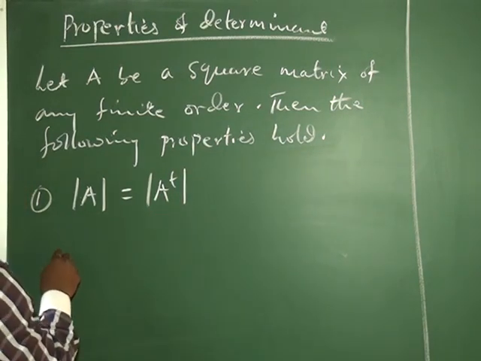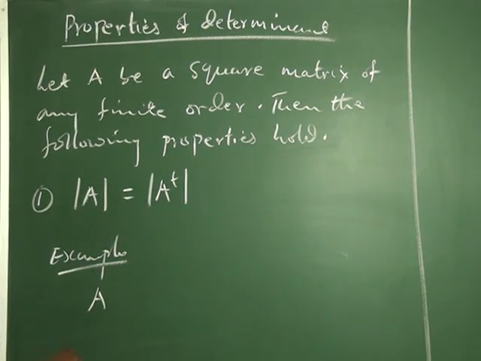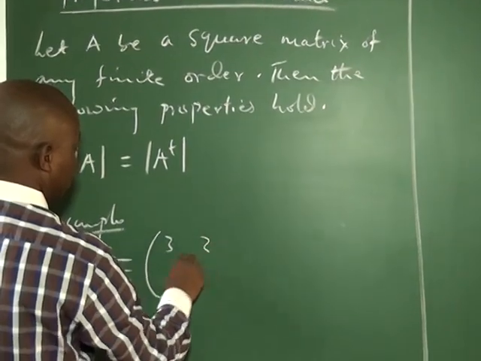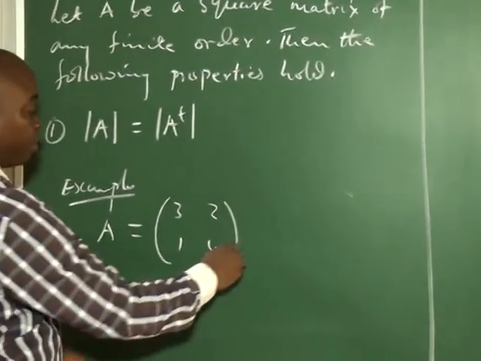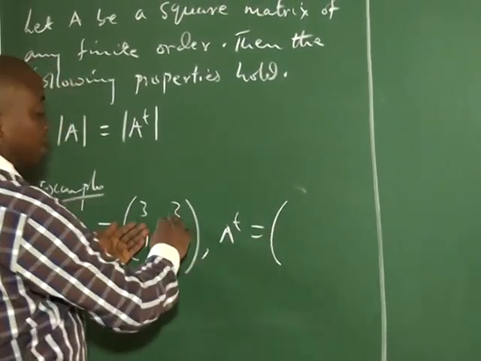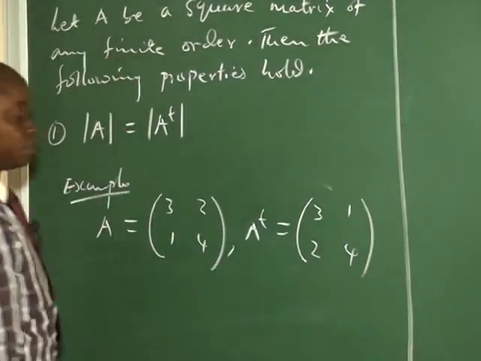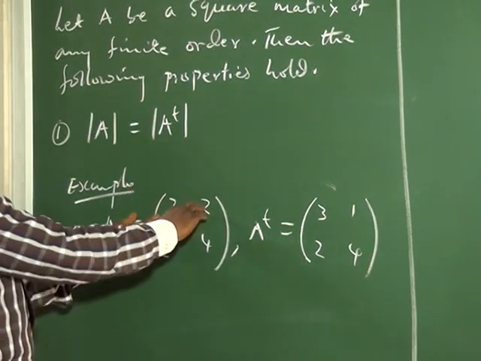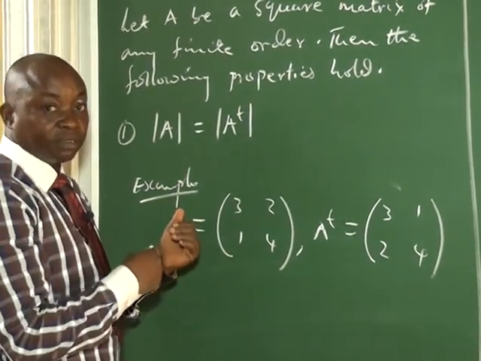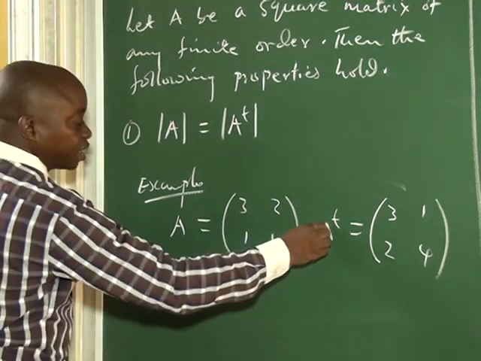And look at what we are saying. Example, if I have that A equals 3, 2, 1, 4. This is a matrix. And we know that A transpose is 3, 1, 2, and 4. That means we transpose it by carrying the row to become the column. We have done that in types of matrix. If you look at types of matrix, you'll see what we mean by transpose.